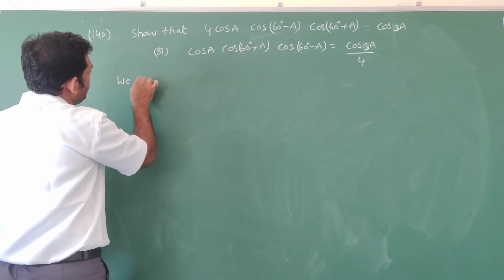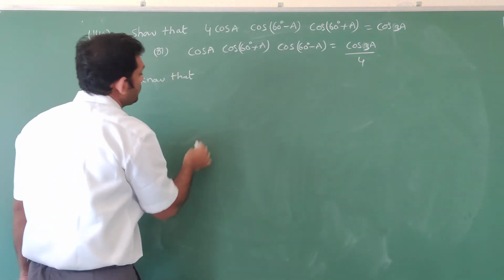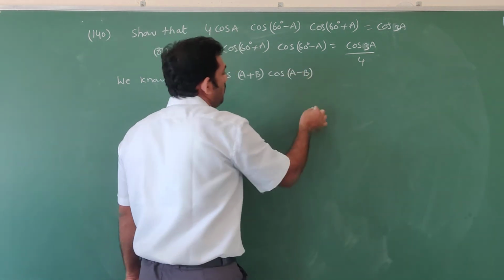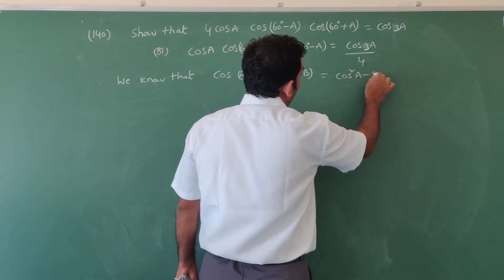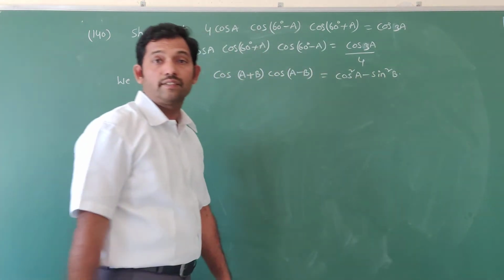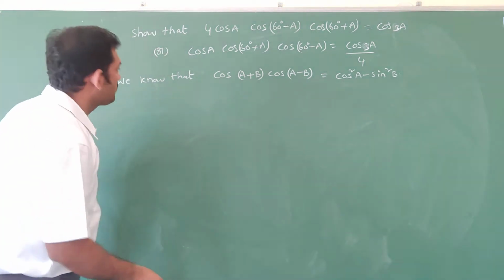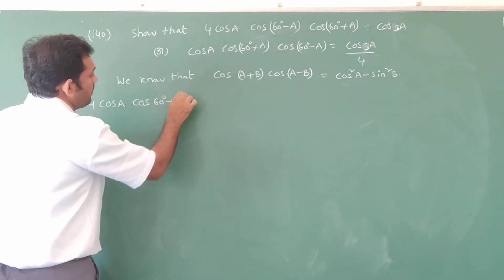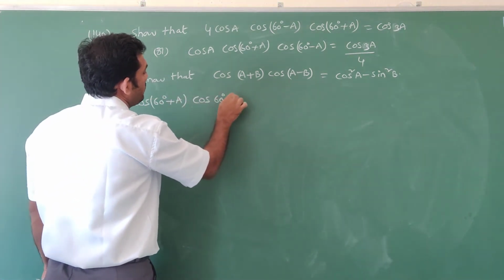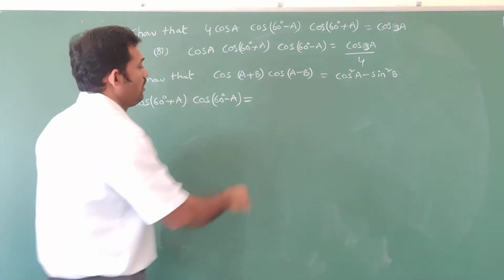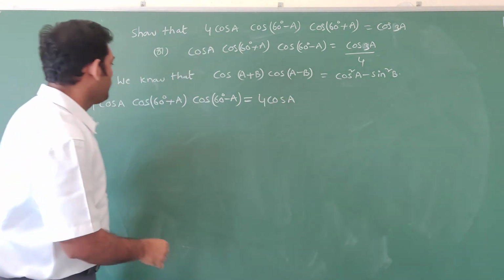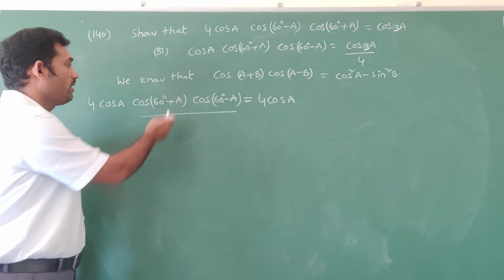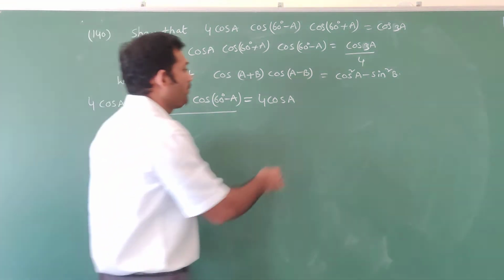We know one formula: cos A plus B cos A minus B equal to cos square A minus sin square B. Take the LHS value, 4 cos A cos 60 degrees plus A cos 60 degrees minus A. Write as it is these two terms, cos A plus B cos A minus B, so A is equal to 60 degrees and B is equal to A. Right, so apply that formula.